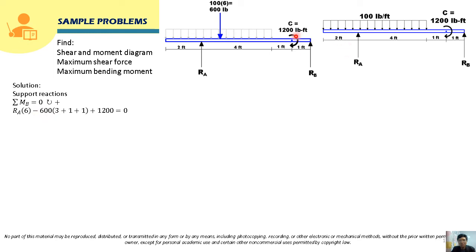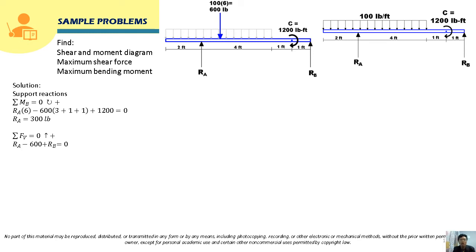Plus also, there's an applied couple here. This is 1,200 pound-feet, and this is clockwise. So if we include that in our summation, that will be positive 1,200. This will be equal to 0. Solving for R sub A, that will be 300 pounds. We can now solve for R sub B also by using summation of vertical forces equal to 0.